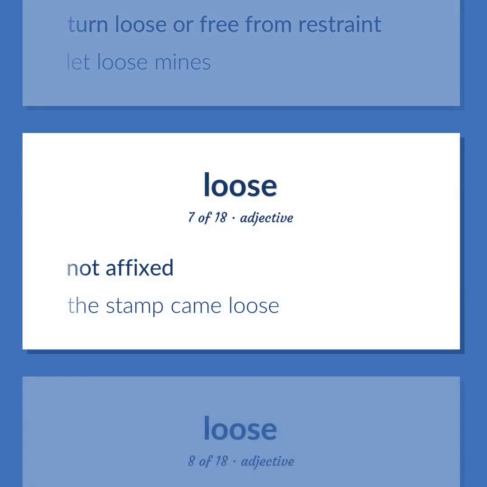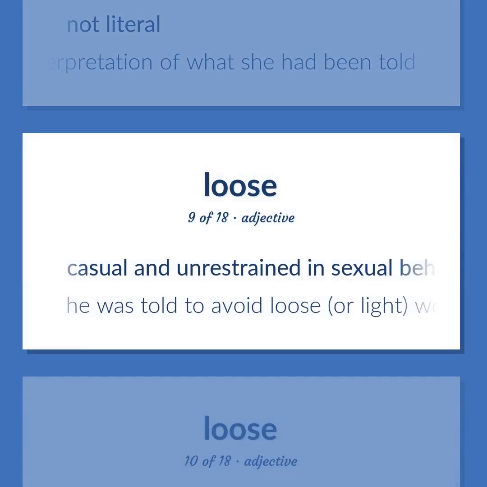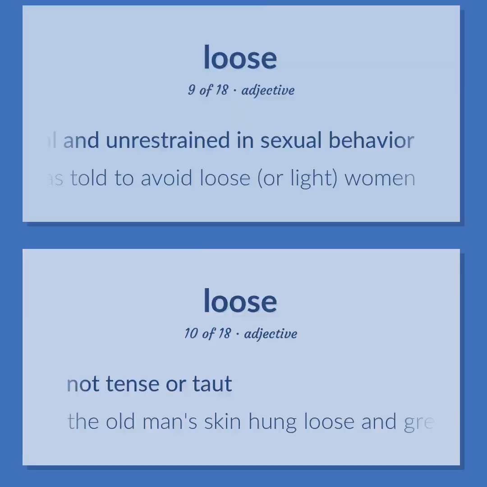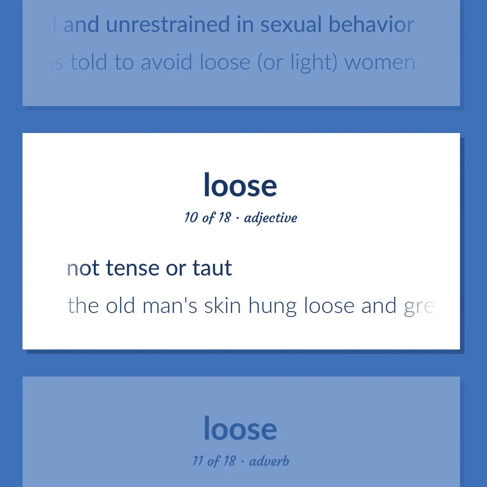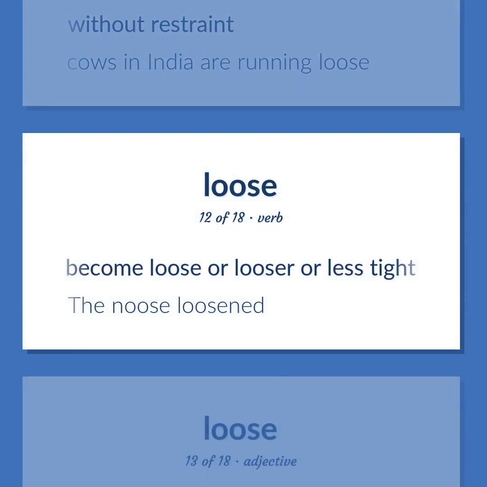Not affixed. The stamp came loose. Not literal. A loose interpretation of what she had been told. Casual and unrestrained in sexual behavior. He was told to avoid loose, or light, women. Not tense or taut. The old man's skin hung loose and gray. Without restraint. Cows in India are running loose. Become loose or looser or less tight. The noose loosened.